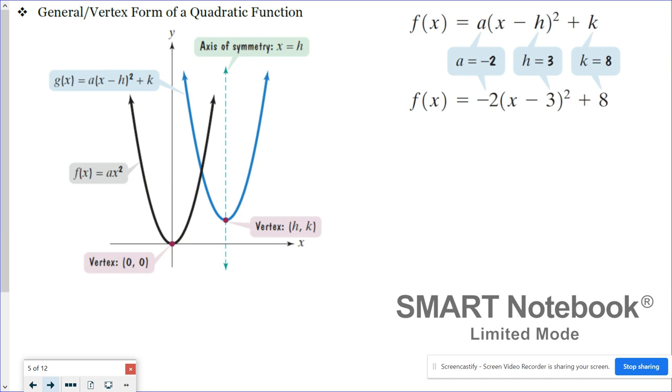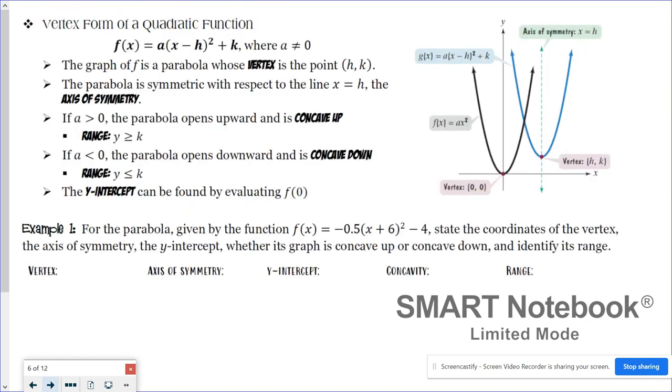Do be careful when you're identifying what h is, because the formula is written using x minus h. If we see x minus 3, that means h is positive 3. Or if we see x plus 3, h would be negative 3. So we have to be careful whenever we're identifying those h values. So let's take a look at example number 1 in your notes.